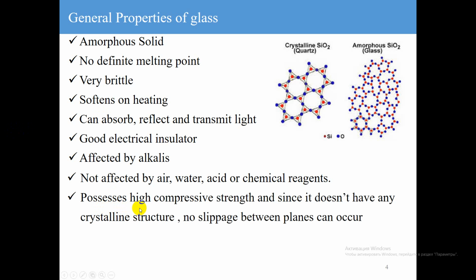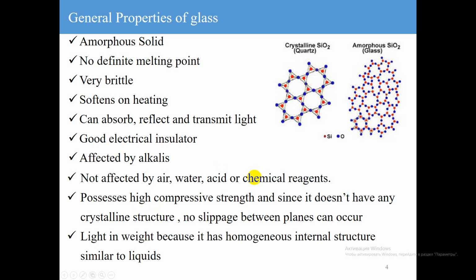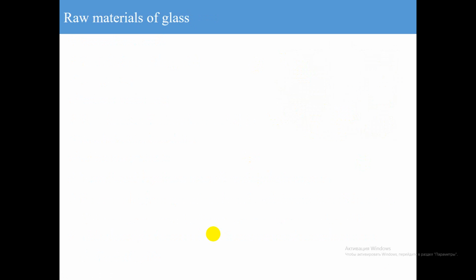Possesses high compressive strength, and since it doesn't have any crystalline structure, no slippage between planes can occur. Light passes because it has a homogeneous internal structure similar to liquids. The raw materials for making flat glass would be as follows.